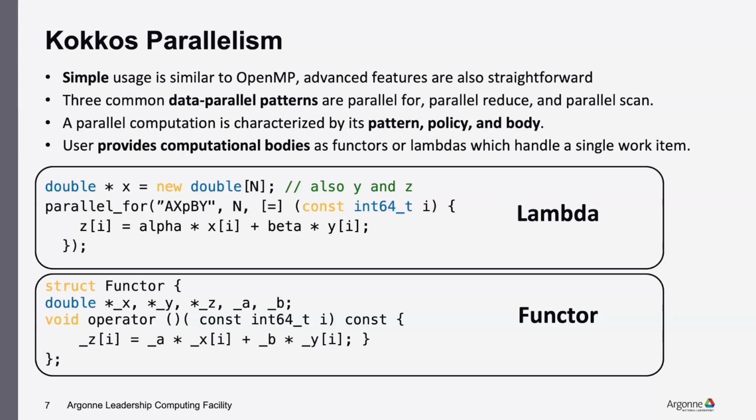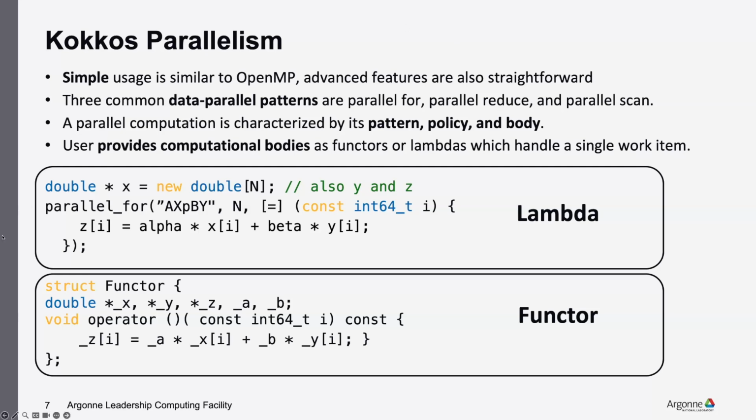So for Kokkos parallelism, the simple usage is very similar to OpenMP, but the advanced features are also pretty straightforward to use. There are 3 common data parallel patterns. I mentioned parallel for, parallel reduce and parallel scan. These are the ones that are going to cover most of your use cases, but you also have support for building things like task tags. Each parallel computation is characterized by that pattern, but also the policy and the loop body, basically saying how to execute it and what you are executing.